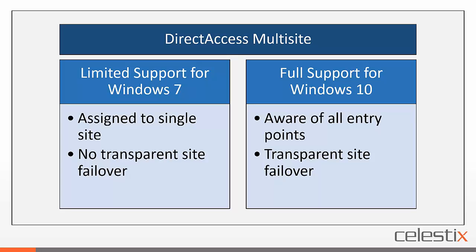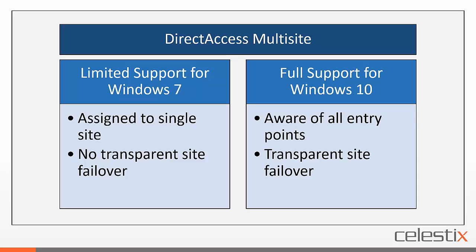Or, to match that other scenario that I'd mentioned, if I have a DirectAccess client that happens to go to the East Coast, when that DirectAccess client comes up, it will look at all the entry points, determine which one's the closest, and then it will automatically connect to the nearest one.